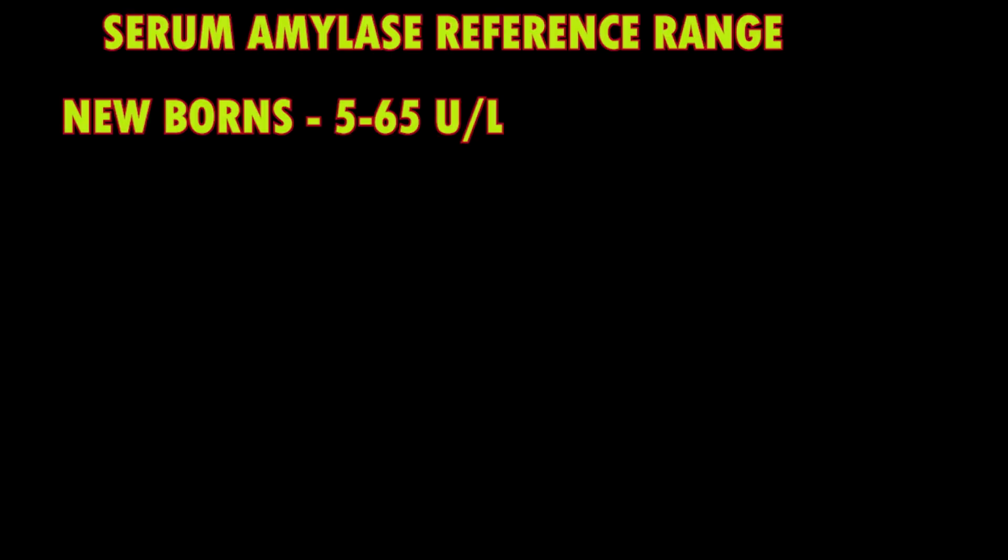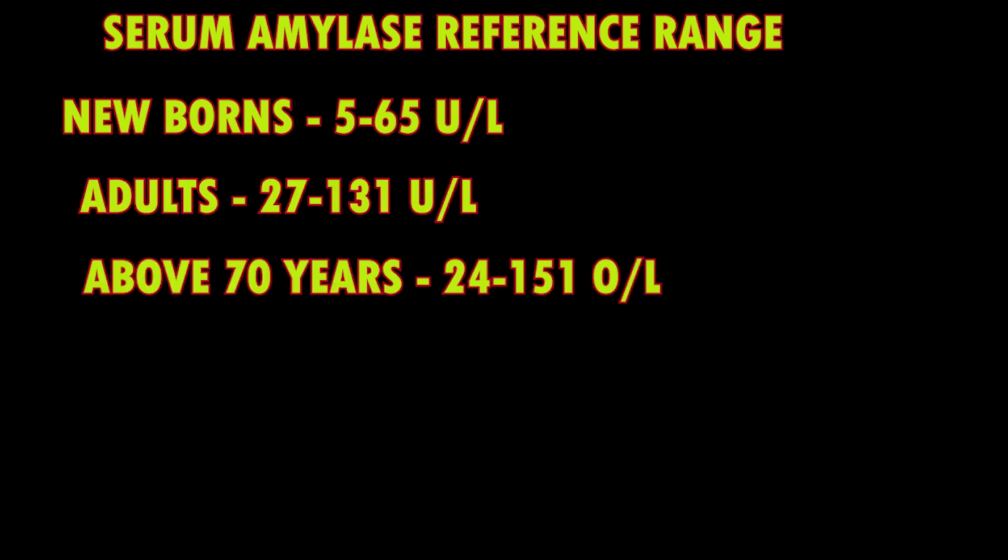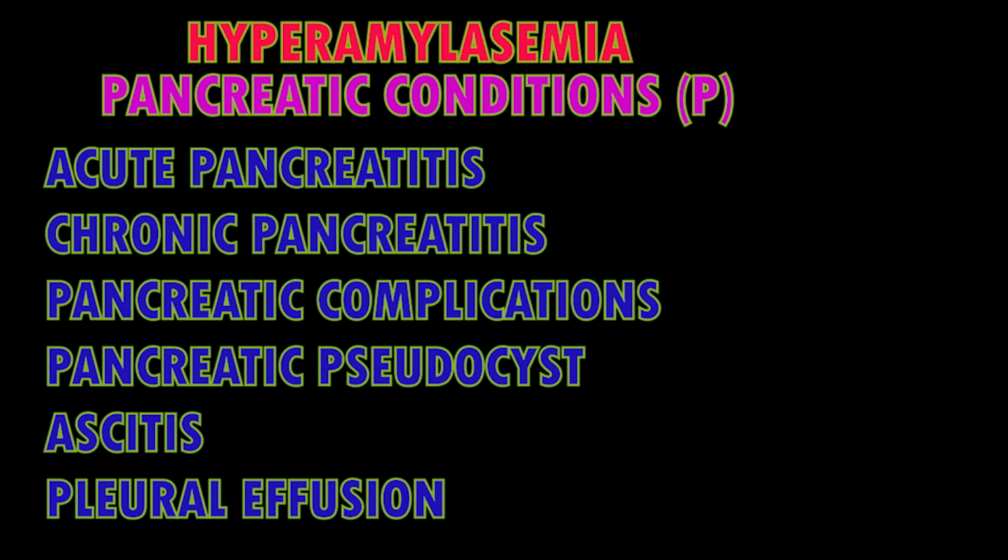Reference range for serum: for newborns, it's 5 to 65 units per liter. Adult, 27 to 131 units per liter. For elders, above 70 years old, 24 to 151 units per liter. Increased amylase level is called hyperamylasemia. In pancreatic diseases, the P-type is increased.